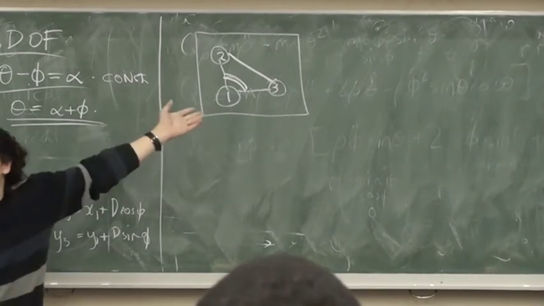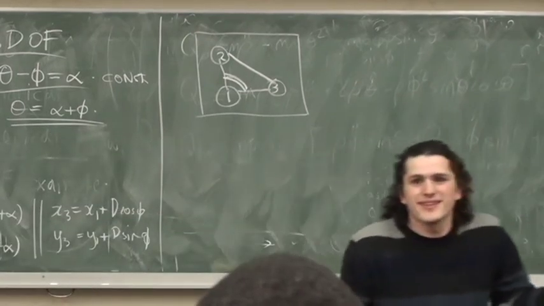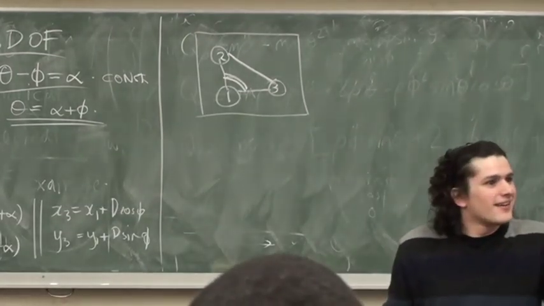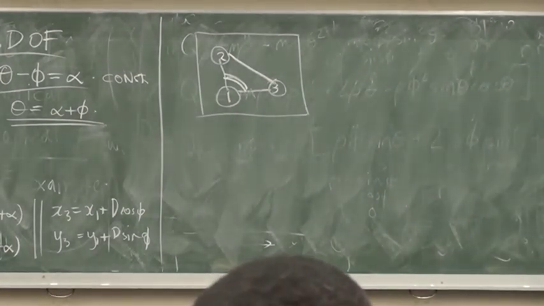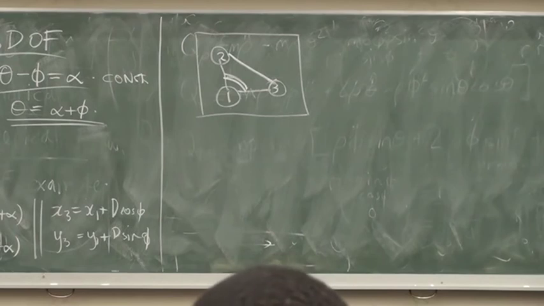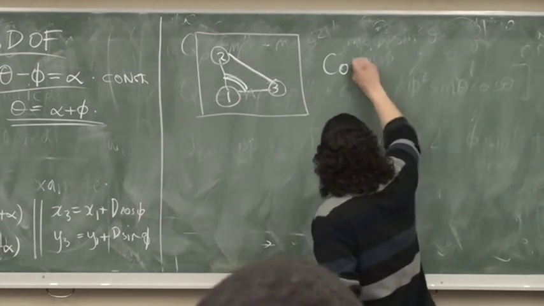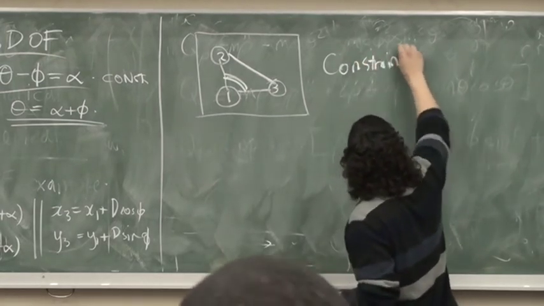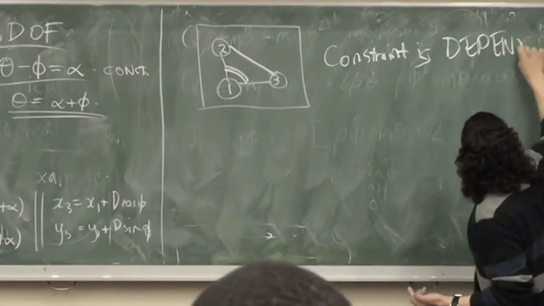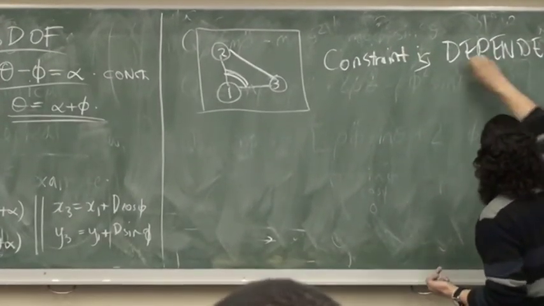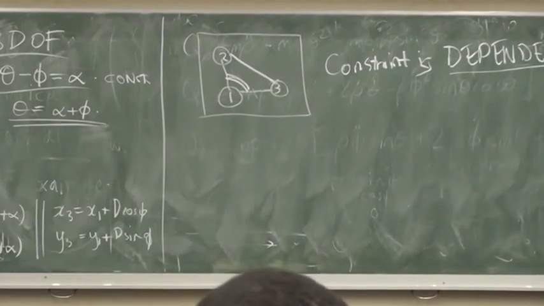It's a holonomic constraint. So you're asking, why is this holonomic constraint not reducing the degrees of freedom? Someone already has the answer. The constraint is dependent on my previous constraints.